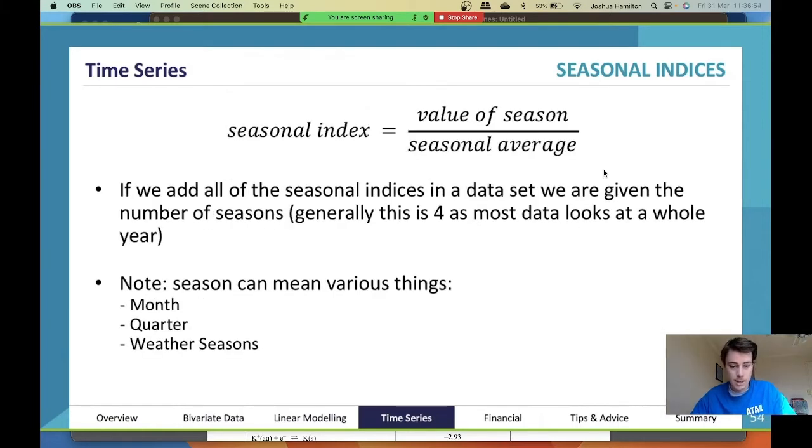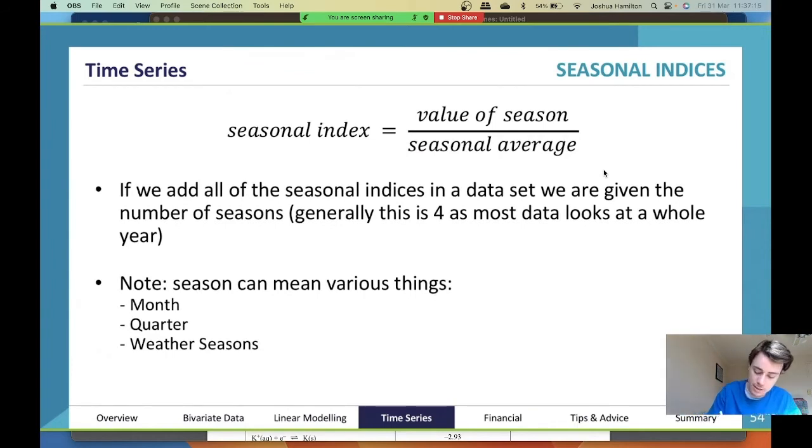So a seasonal index is the value over the season divided by the seasonal average. If we add all the seasonal indices up, we should get the number to equal the number of seasons. Generally this is 4 because we'll look at quarters. That's generally what we use.